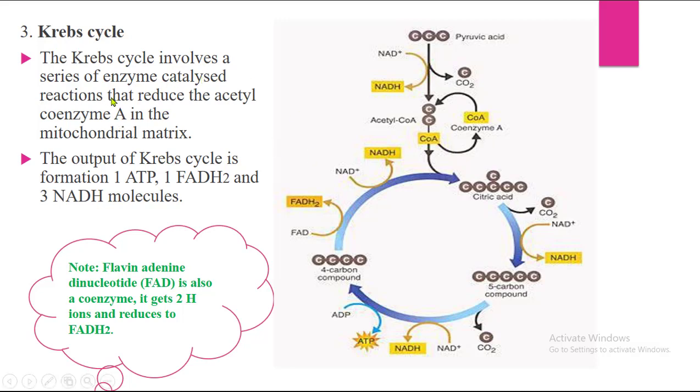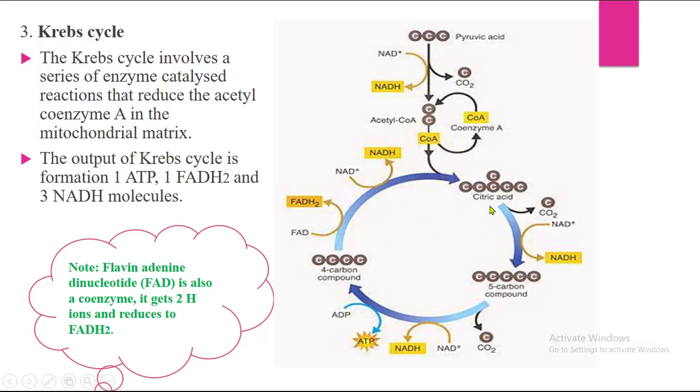So the Krebs cycle involves a series of enzyme catalyzed reactions that reduce the acetyl-CoA, which was formed from the oxidation of pyruvic acid, right? It is oxidized and it forms 1 NADH molecule and it releases 1 carbon dioxide. Now this acetyl-CoA, in presence of coenzyme A, can participate in the Krebs cycle, and there are a series of chemical substances. The first product of Krebs cycle is citric acid. That's why it is also known as citric acid cycle.